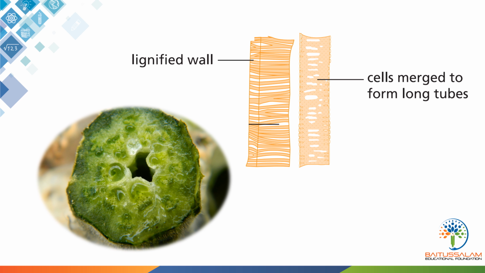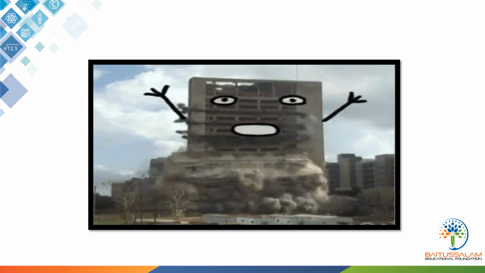As you can see in the diagram, there are no cross walls, which enables the water to move easily through. The walls of the vessel contain lignin, that is a hard substance, which strengthens the walls of the vessel, thus preventing it from collapsing.